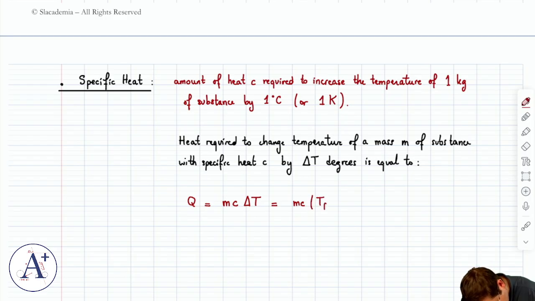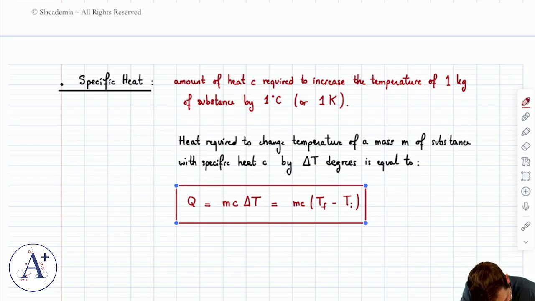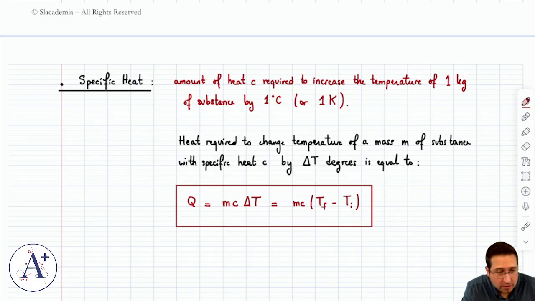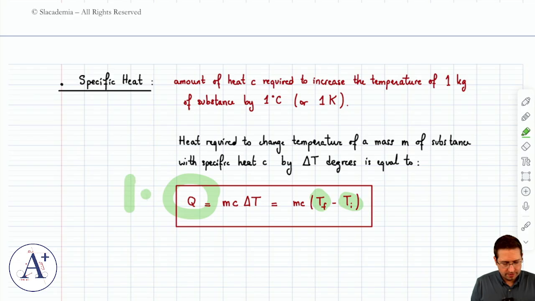And delta T, of course, is T final minus T initial. Now, by the way, because it's T final minus T initial, if T final is greater than T initial, in other words, temperature went up, Q is positive. Makes sense? Q positive means you have to supply that amount of heat to bump the temperature up by that amount.